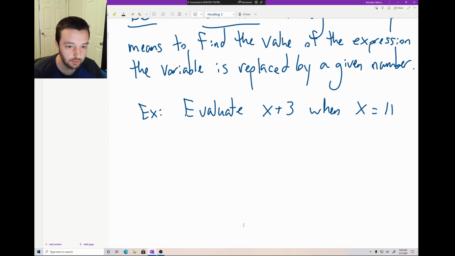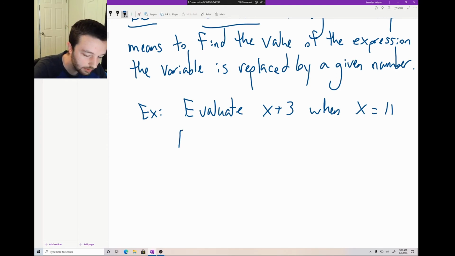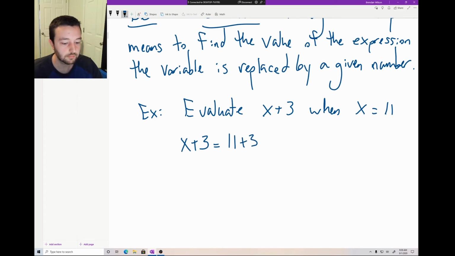So we want to evaluate x plus 3 when x equals 11. So we just want to take that 11 and replace the x in the expression here. So instead of x plus 3, we're going to have 11 plus 3. So now we just have to do this and we get 14. So our answer would end up being 14.